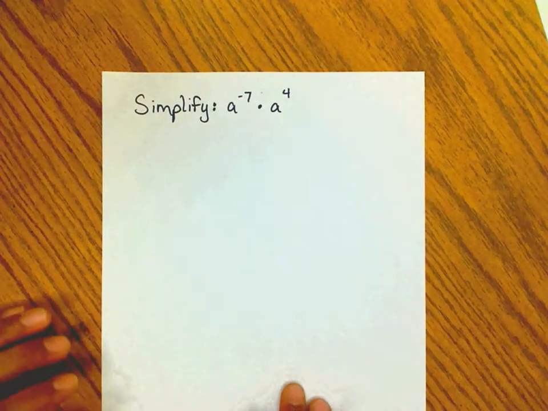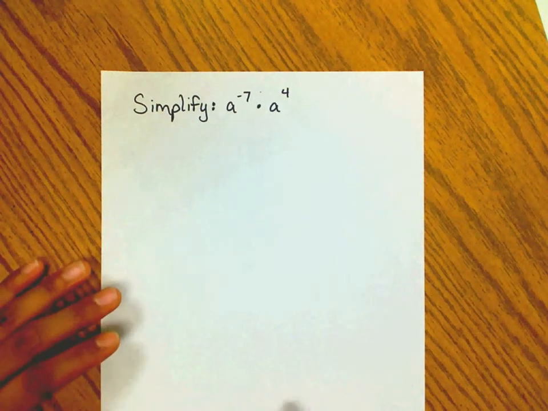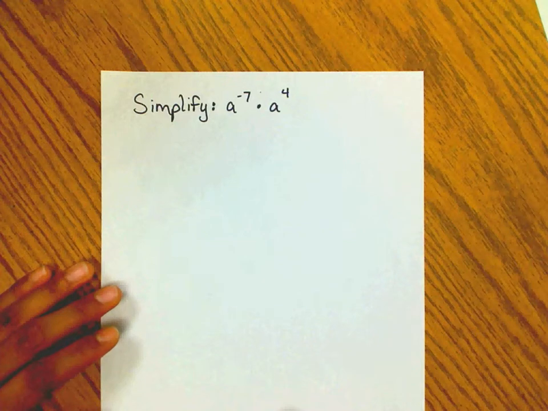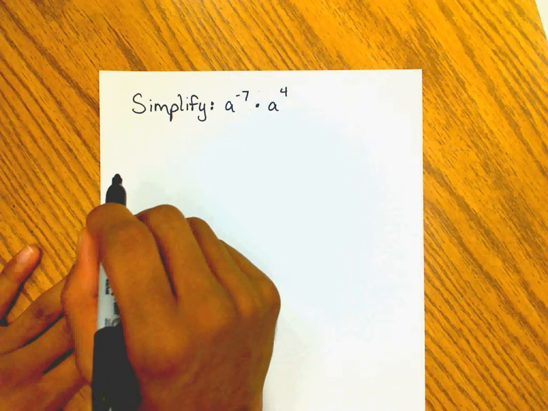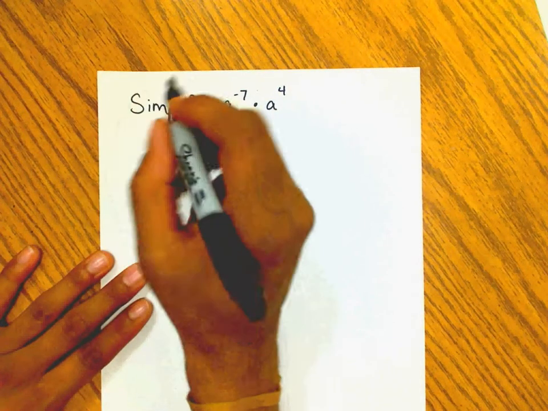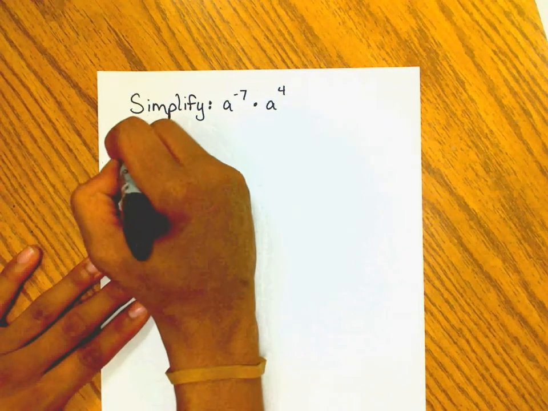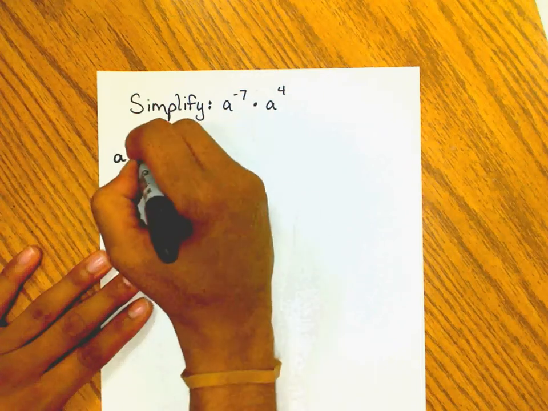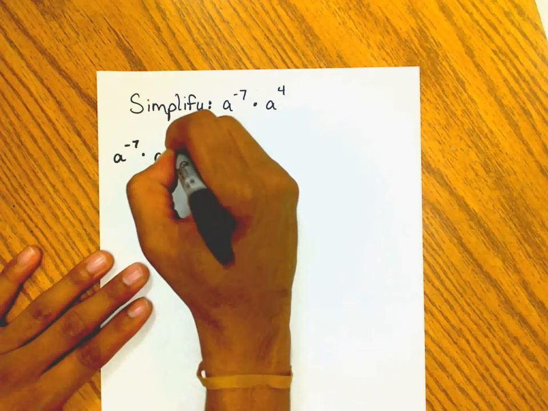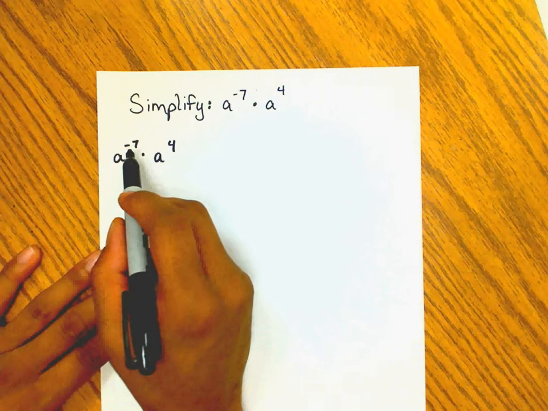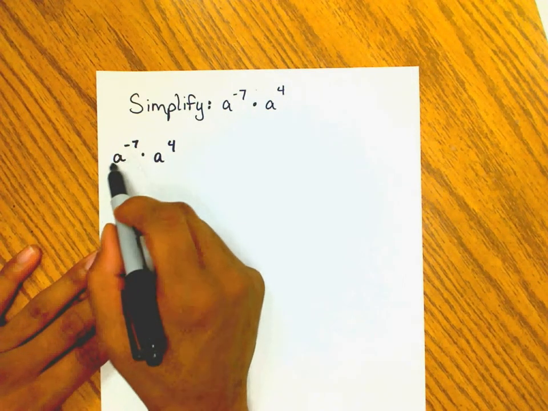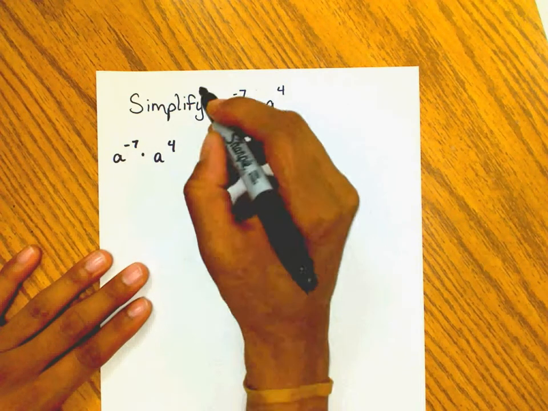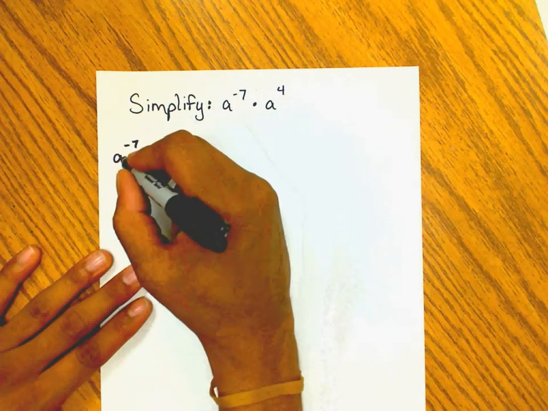All right, this one tells us to simplify a to the negative 7 times a to the 4. Two ways we can do this problem, so I'm going to talk about both. Here's the first way. Rewrite the problem. Now, anything with an exponent to the negative power, as I discussed before, we're going to have to take the reciprocal of this base here. So the reciprocal of a is 1 over a.